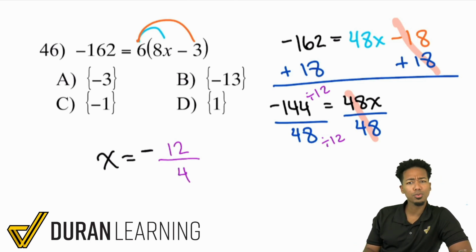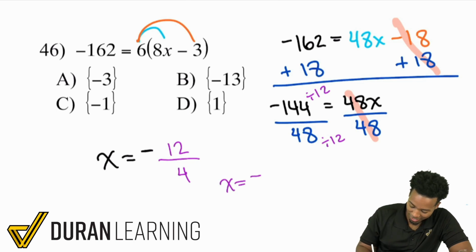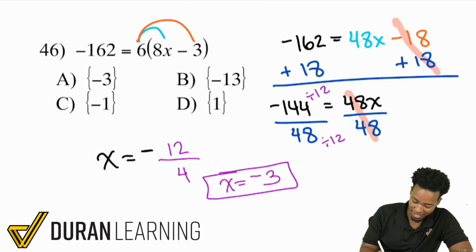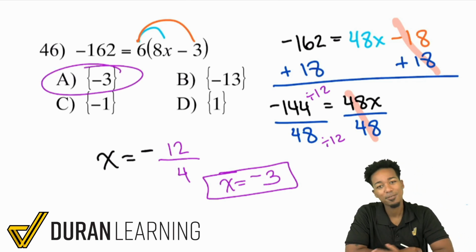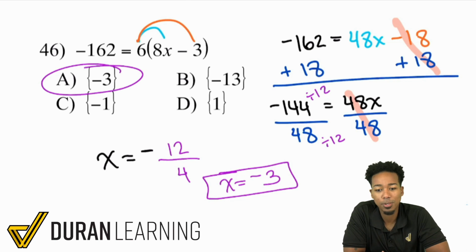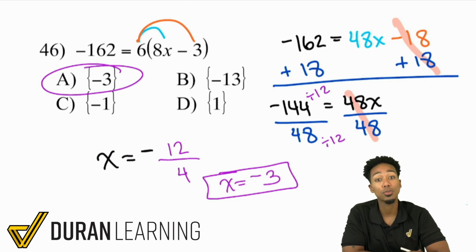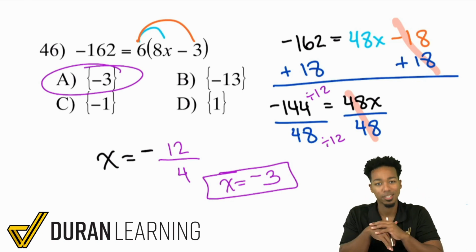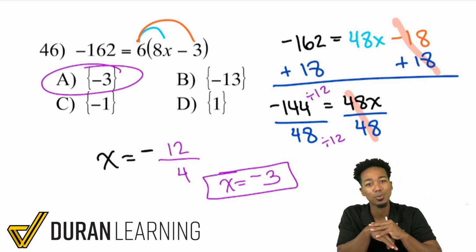Oh, 12 over 4 is what it reduces to. 12 divided by 4 is 3. So x equals negative 3. Booyah. And that's why A is the answer. Just like that. So remember, my party people, there are ways to do it that really everybody can do. And then there are ways to do it to make sure that you get it done in the fastest way possible. So I just want to make sure you know about those ways, my party people.